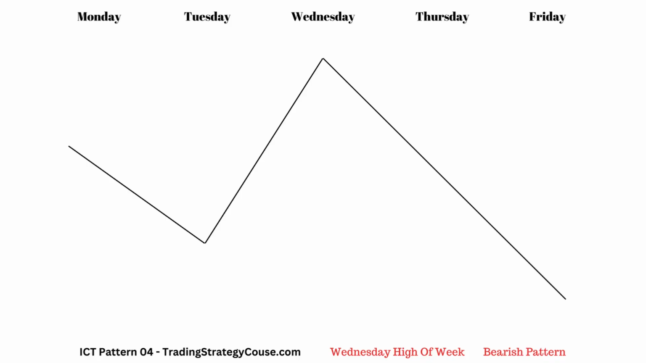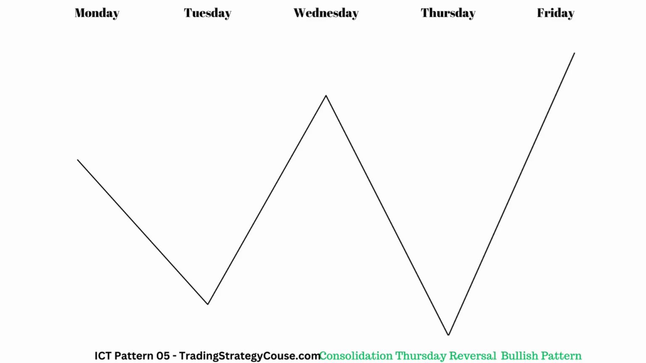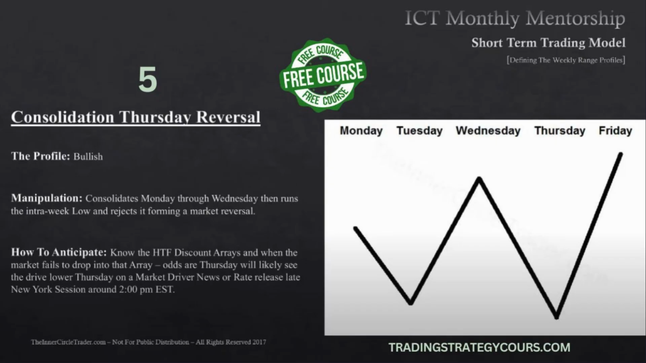Wednesday's market forecast, identifying lows. Shifting focus to Wednesday, a bullish market sentiment is generally expected. This is evident when prices stay above the higher timeframe discount array for both Monday and Tuesday, then drop into it on Wednesday, establishing the week's low. Traders should be alert to this potential drop, especially during the London and New York sessions on Wednesday. It's also worth noting that Monday and Tuesday might exhibit downward trends as well, setting the stage for Wednesday's low.